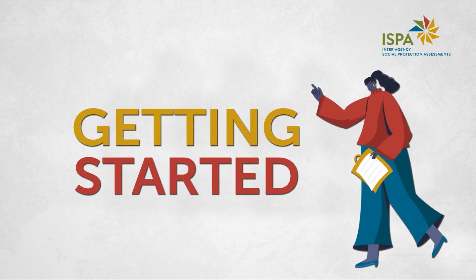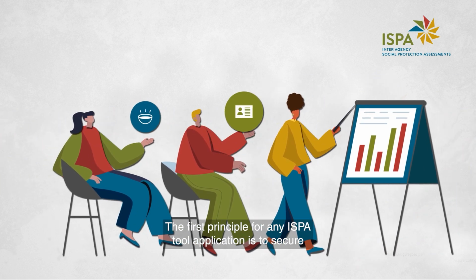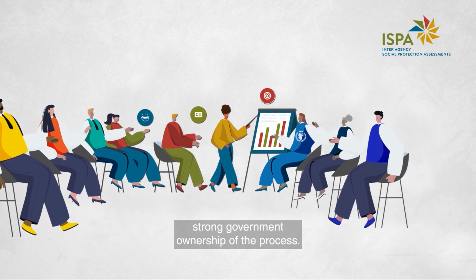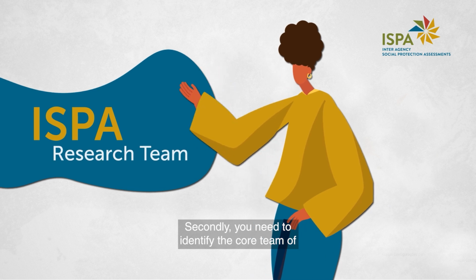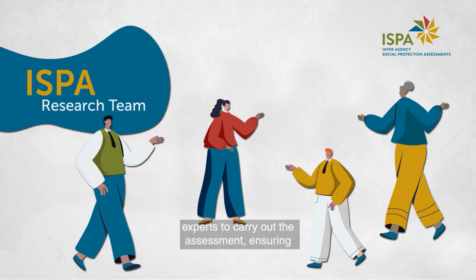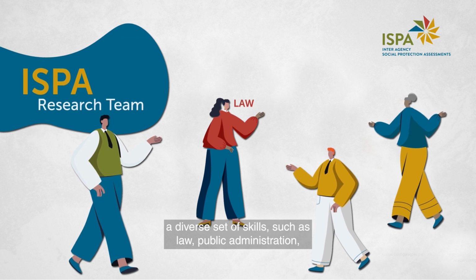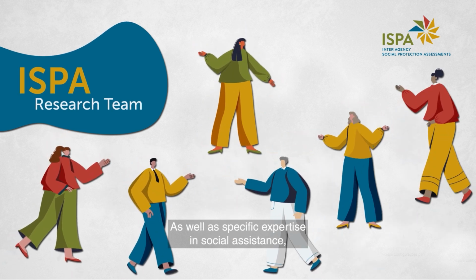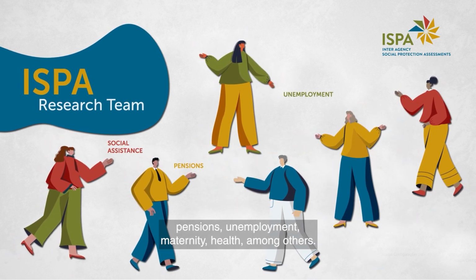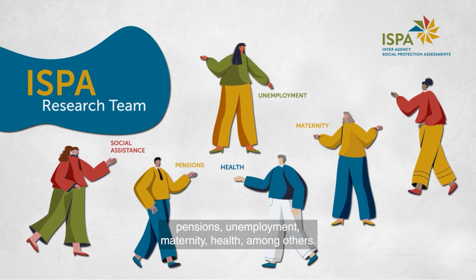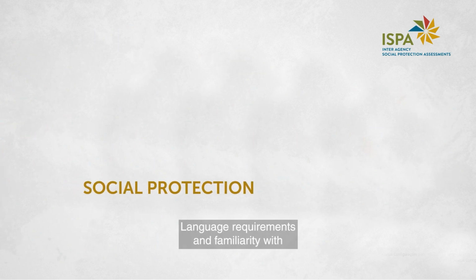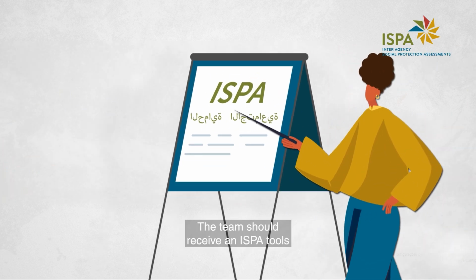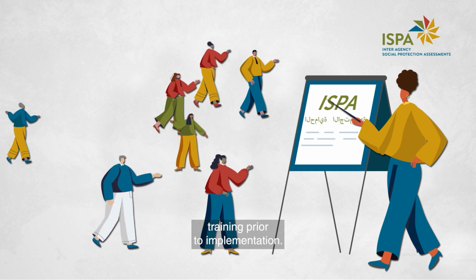Getting started. The first principle for any ISPA tool application is to secure strong government ownership of the process. Secondly, you need to identify the core team of experts to carry out the assessment, ensuring a diverse set of skills such as law, public administration, development economics, or ICT, as well as specific expertise in social assistance, pensions, unemployment, maternity, health, among others. Language requirements and familiarity with the local contexts are equally important. The team should receive an ISPA tools training prior to implementation.